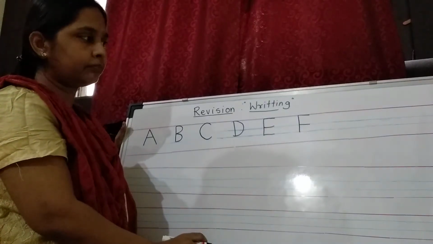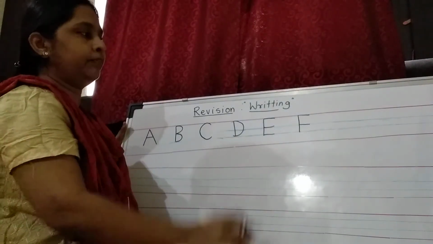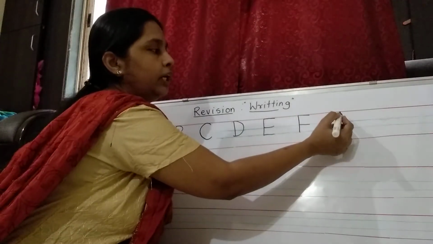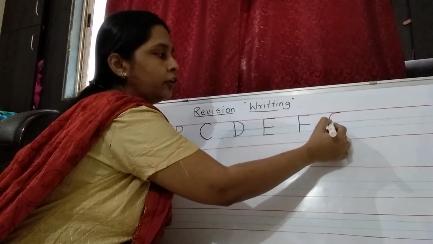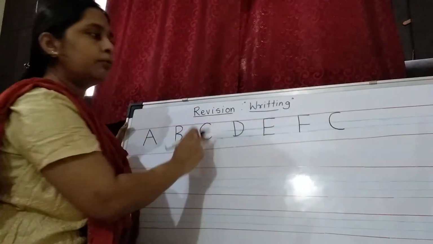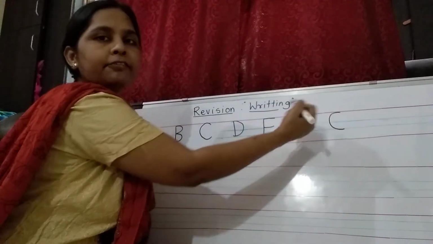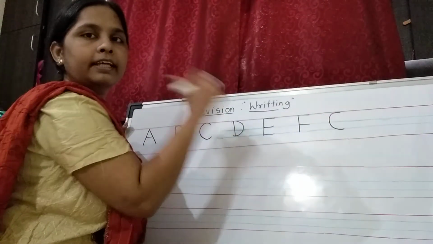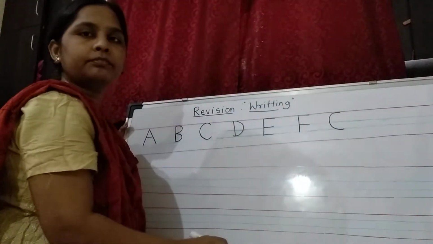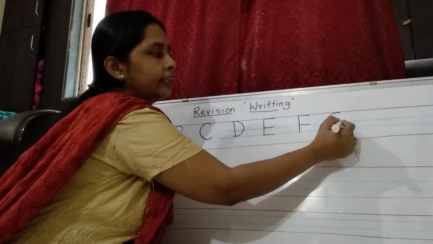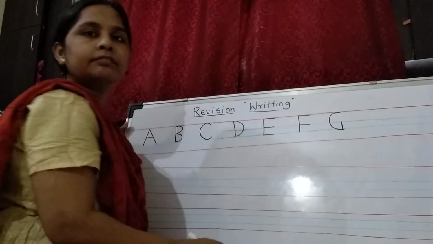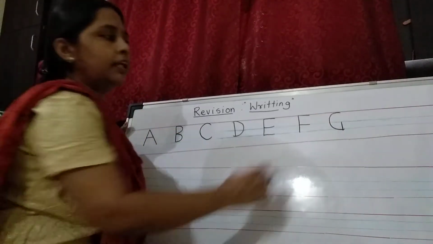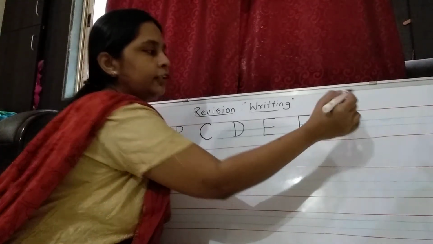F. Okay? Now move towards writing G. How are we writing G? So G means you have to draw C. Red to blue, keep in mind. Half circle inside. Then one standing line. Small standing line. And one sleeping line. G.